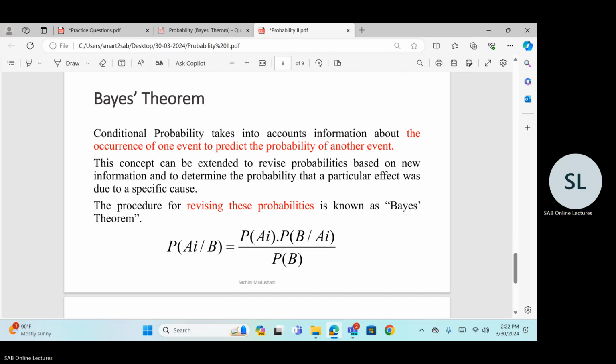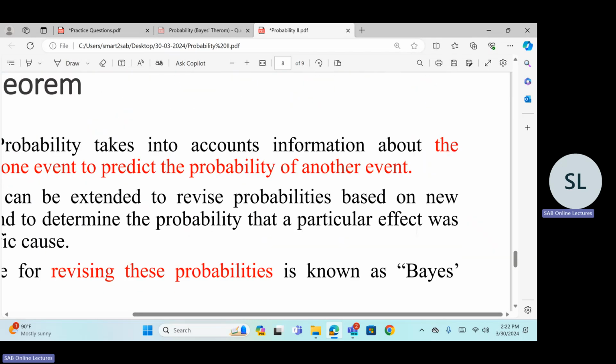A given B. In here, first event is probability of B. The numerator we express as the intersection. Other way, we can write it this way. In the total probability law, how to get the intersection? First event multiplied by their conditional probability value. It's the formula. This concept can be extended to revise the probabilities based on the new information and to determine the probability that the particular event effect was due to the specific cause. Then first we identify the thing. We move to the previous example. Another example.